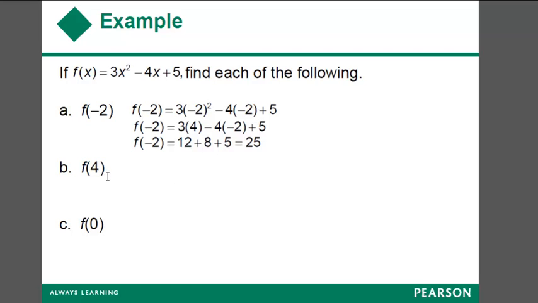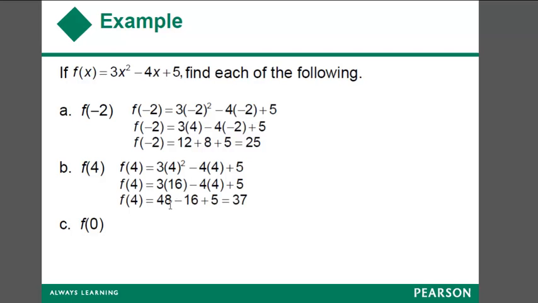Let's try f of 4. What did I say to do? Replace all of your x's with 4, which is what I've done here. And then simplify. 4 squared becomes 16, and then 3 times 16 is 48. Negative 4 times 4 is negative 16. 48 minus 16 is 32, plus 5 gives me 37.